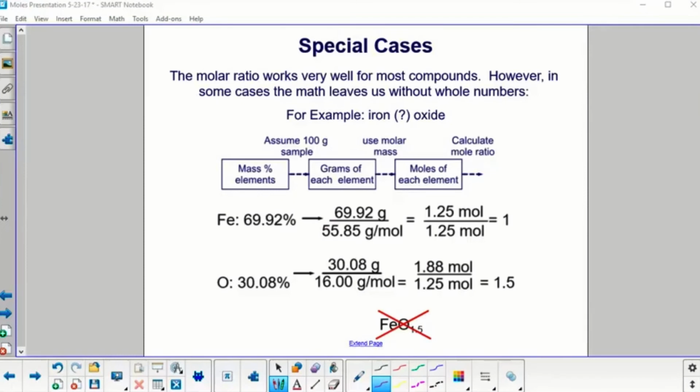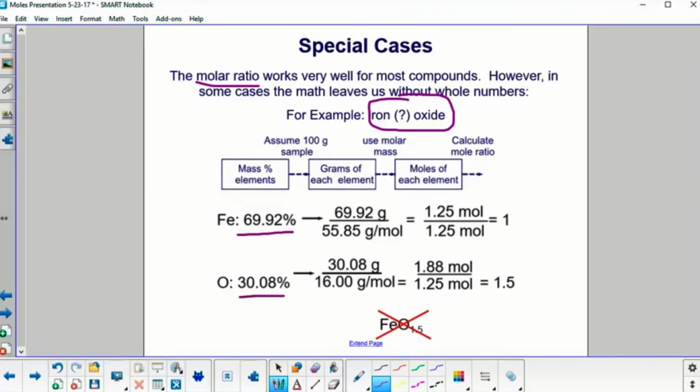Special cases. Chemistry, like life, is not always simple. You always have exceptions. So this molar ratio business that we just did works very well for most compounds. But in some cases, the math leaves us without whole numbers. So for example, here we have iron oxide. We're not sure what valence we have on iron. So we're going to use the same process, assume a 100-gram sample, and in this case we're told that iron makes up 69.92% of this compound and oxygen is 30.08.